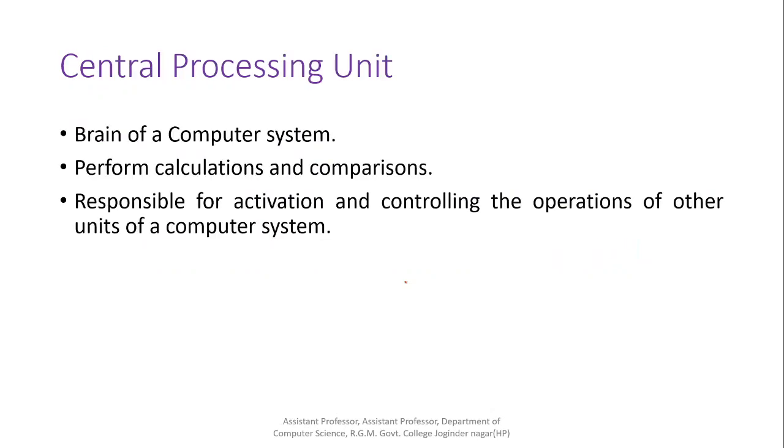So what is the Central Processing Unit? It is actually the brain of a computer system, and it performs all the calculations and comparisons. All the calculations and comparisons are performed inside the central processing unit in the computer. It is also responsible for the activation and controlling of all the operations in the other parts of the computer system.